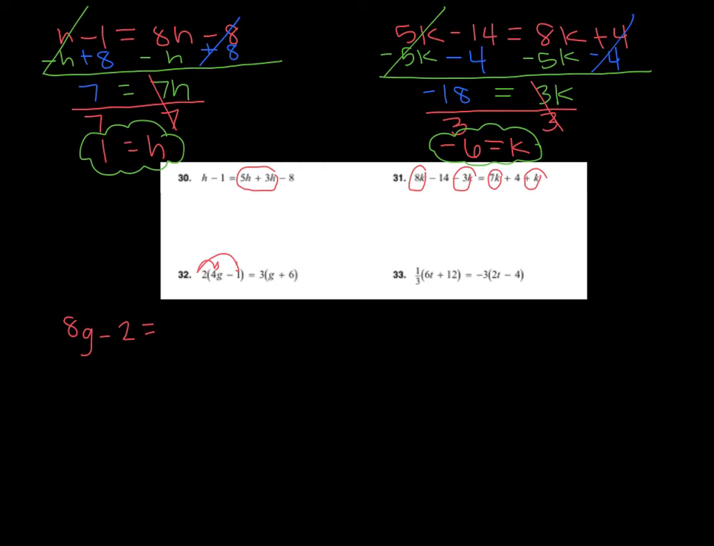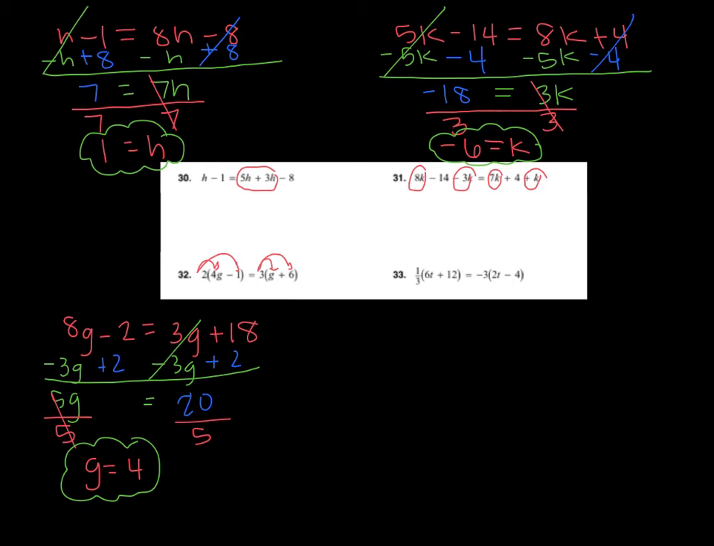Equals, and then I have to do the same thing on the other side. So 3 times g is 3g, and 3 times 6 is positive 18. Once again, we've got an equation with variables on both sides. So I want you to pause and see if you can solve it on your own, and then check your work with mine. Alright, so hopefully you were able to solve that.